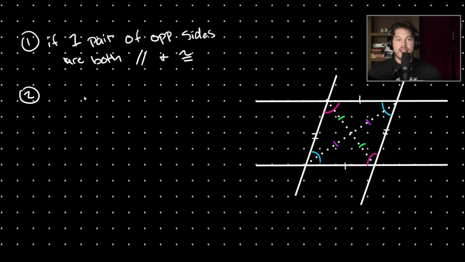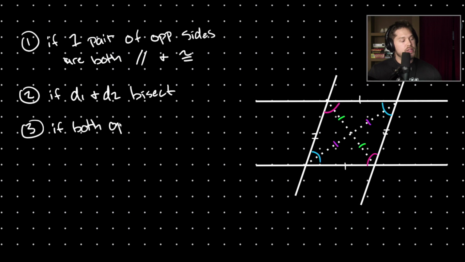If the diagonals bisect each other, we can also say that our shape is a parallelogram. So I'm going to say if D1 and D2 bisect, this is a way for us to determine that our shape is a parallelogram. Number 3, if both pairs of opposite sides are parallel, this is a way to determine that you have a parallelogram.